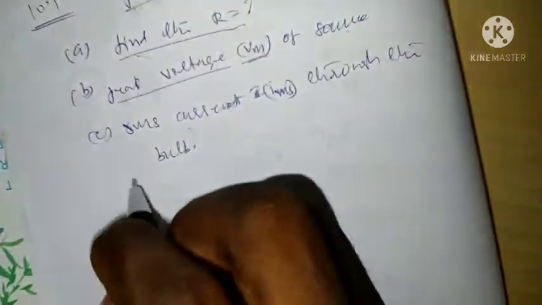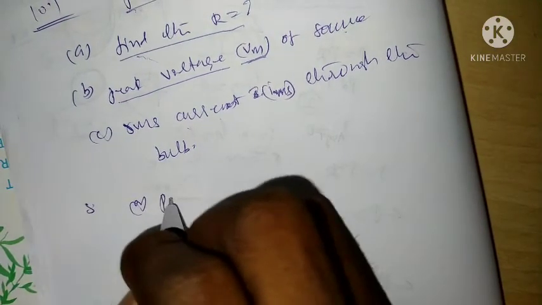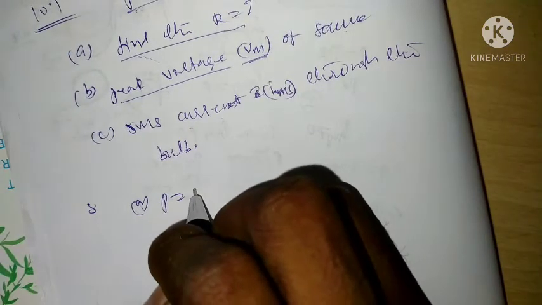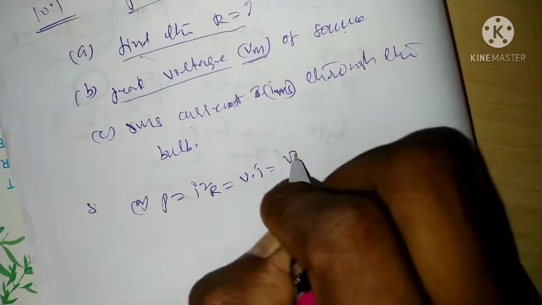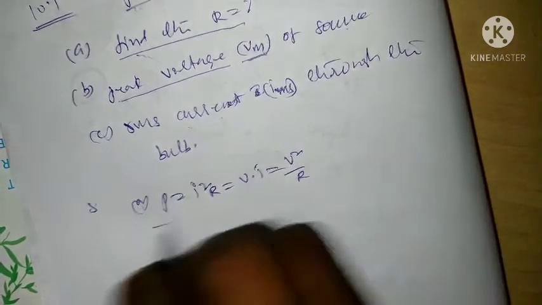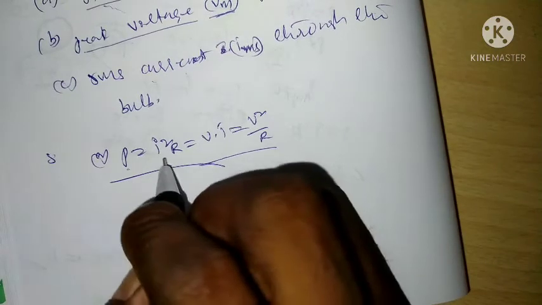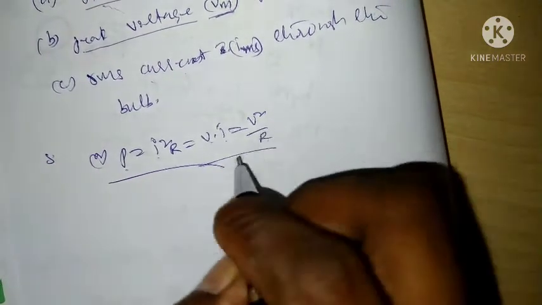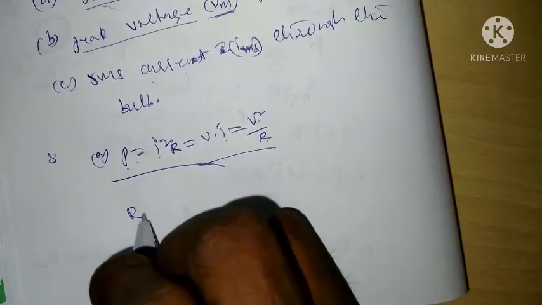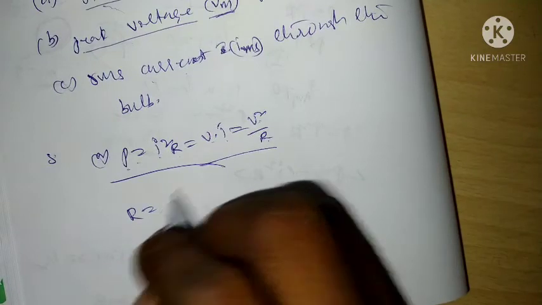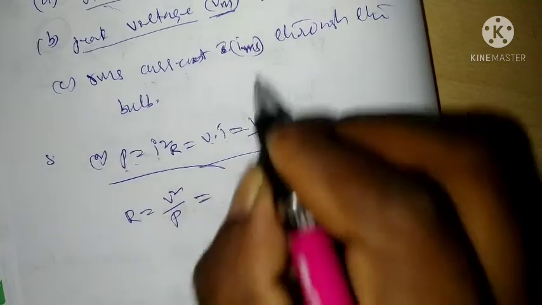We can find the first one according to the power relation: P equal to I square R, or V into I, or V square by R. This is the relation between power, current, voltage and resistance. You know power and voltage, so find the resistance. R is equal to V square by P.